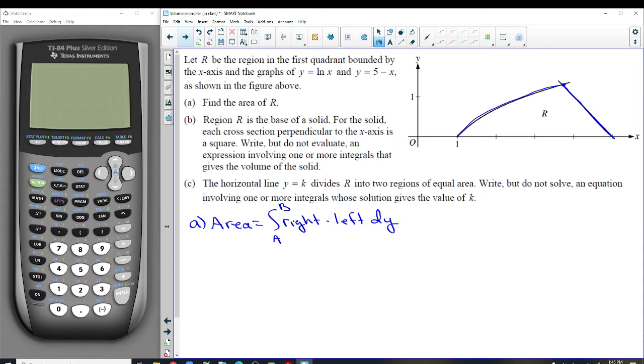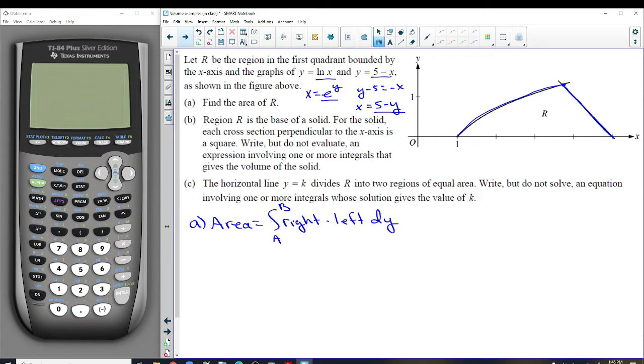Well, if we're going to do this with respect to y, we have a problem because these are in x. So we have x is e to the y, and if I add x, let's minus 5 over and divide by negative 1, x is 5 minus y. Now we have functions in y. So that's the first thing we'd have to do if we're going to do right minus left for this.